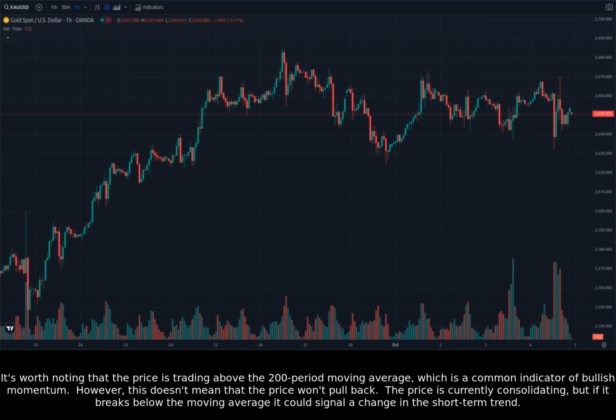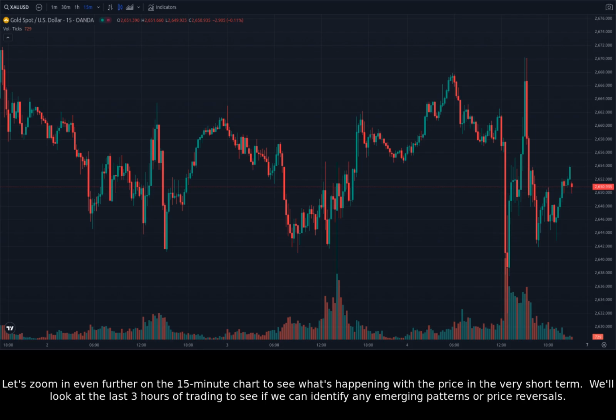It's worth noting that the price is trading above the 200-period moving average, which is a common indicator of bullish momentum. However, this doesn't mean that the price won't pull back. The price is currently consolidating, but if it breaks below the moving average, it could signal a change in the short-term trend. Let's zoom in even further on the 15-minute chart to see what's happening with the price in the very short term. We'll look at the last 3 hours of trading to see if we can identify any emerging patterns or price reversals.